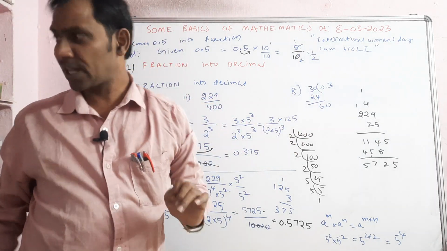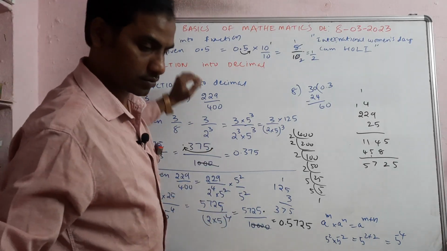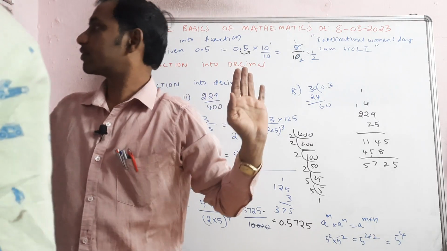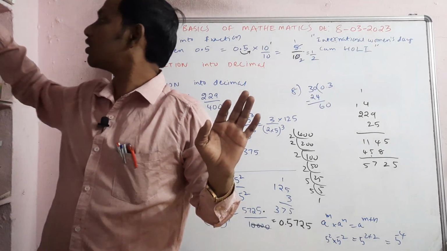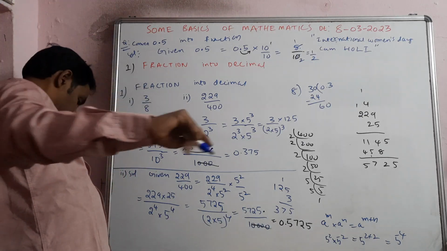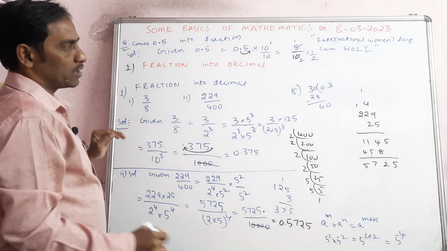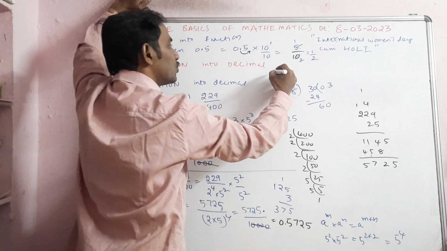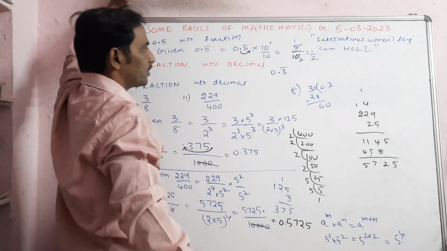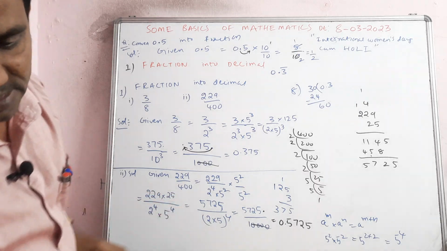Now, one more example I'll give you. Say you take some bar number, for example 0.3 bar, that is 0.333 repeating. So this decimal number also we have to convert into a fraction. So how will we do it?